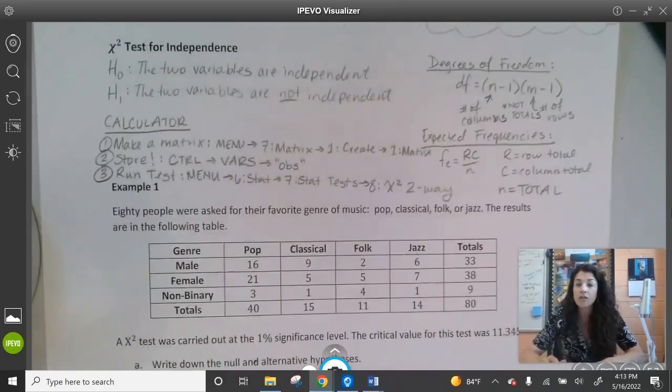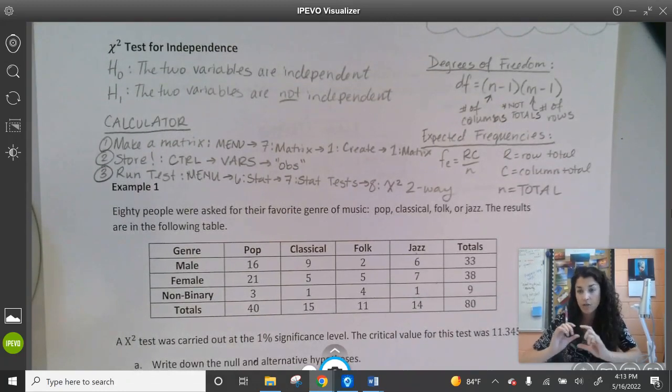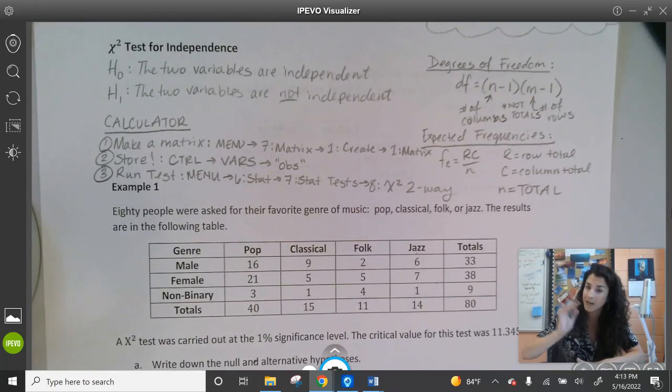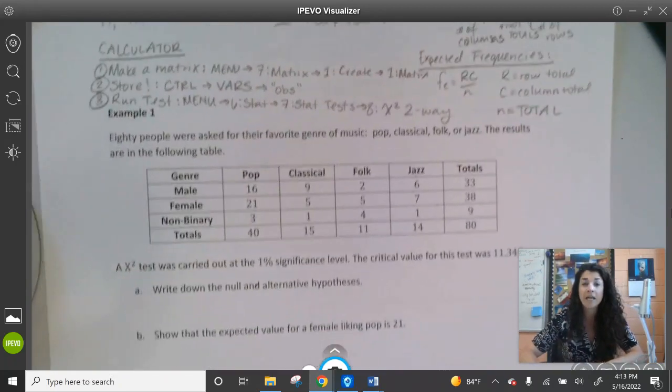Okay, so these are all the things that are going to be super important for you to have with you to understand how to run each test. This is like your little cheat card for each test at the top. So hopefully you have all of this written down. If not, pause the video now and get it down there.